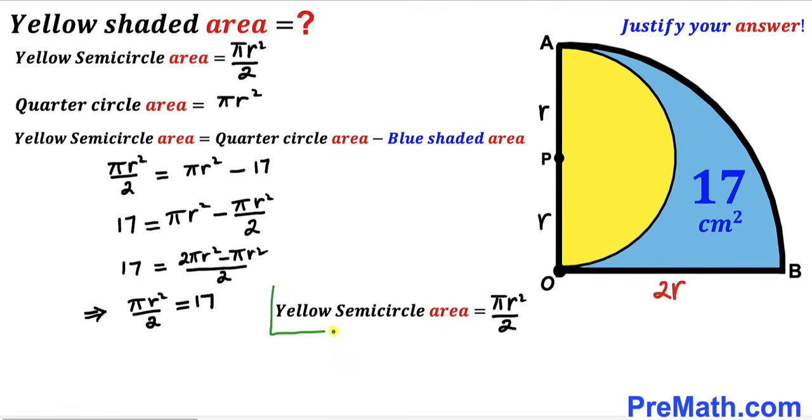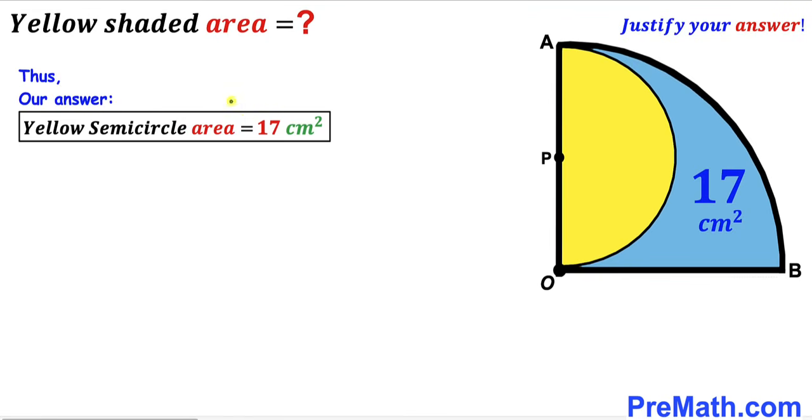Now let's make an observation. Our yellow semicircle area is pi r square divided by 2, and here we figured out our pi r square divided by 2 value as 17. So we conclude that the yellow semicircle area is going to be simply 17 centimeters square. Thus, after all the calculations and manipulations, the area of this yellow shaded semicircle turns out to be 17 centimeters square.